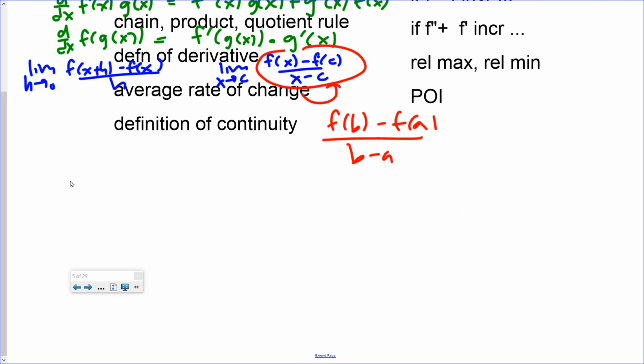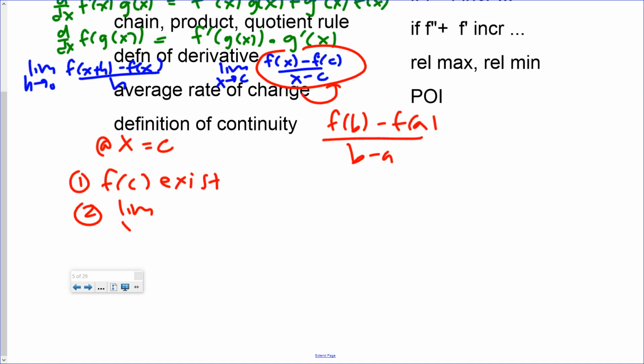Okay, definition of continuity, do you remember? Three things must be true. If a function is continuous at x equals c, three things must be true at c. Do you remember? First, f of c must exist, okay? Second, what? The limit as x goes to c of f of x must exist. And then finally, what?